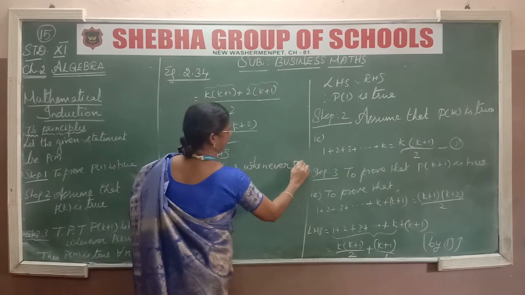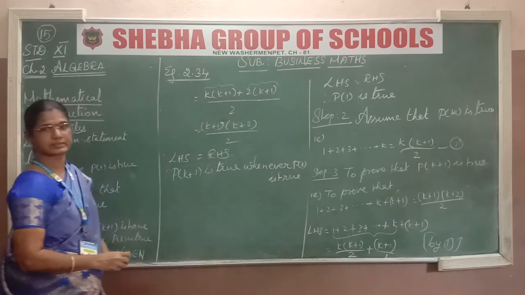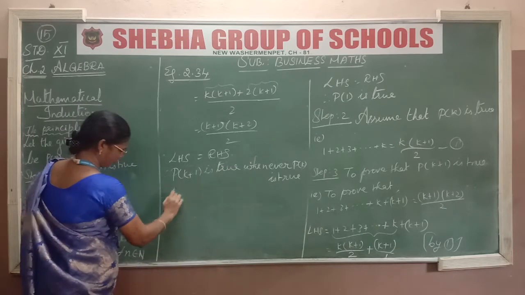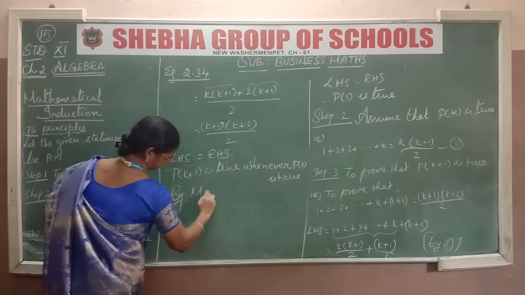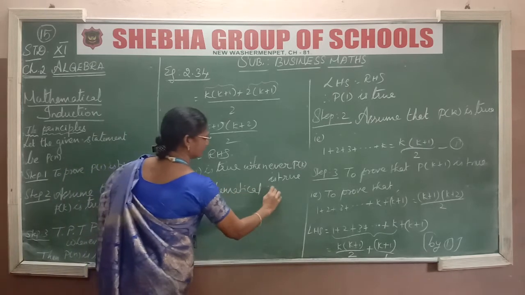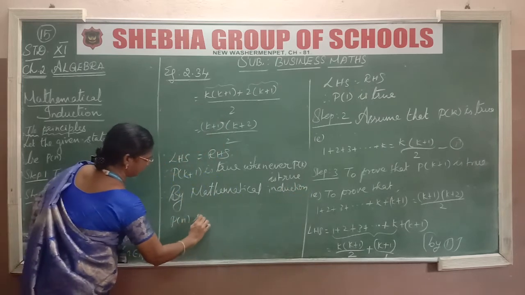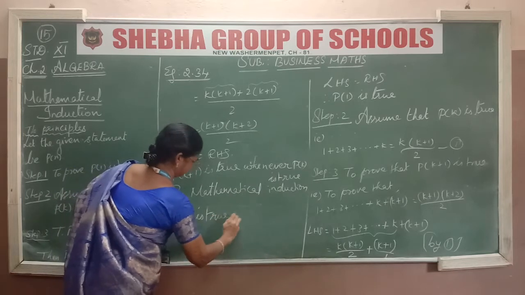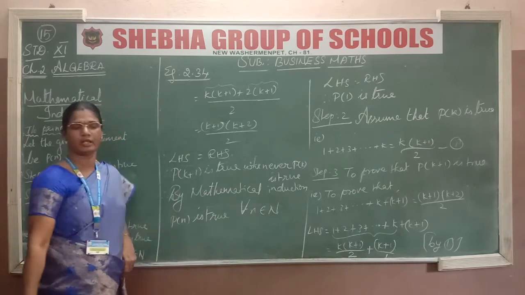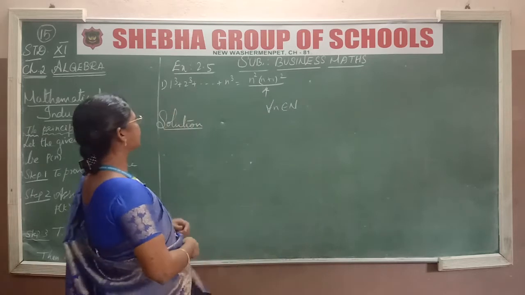Whenever P of k is true. Each and every line is important in this sum. Okay. P of k plus 1 is true whenever P of k is true. Therefore, by mathematical induction, P of n is true for all n. For all n belongs to N, that is for all natural numbers or for all positive integers. Understood this? Next we go for exercise sums.